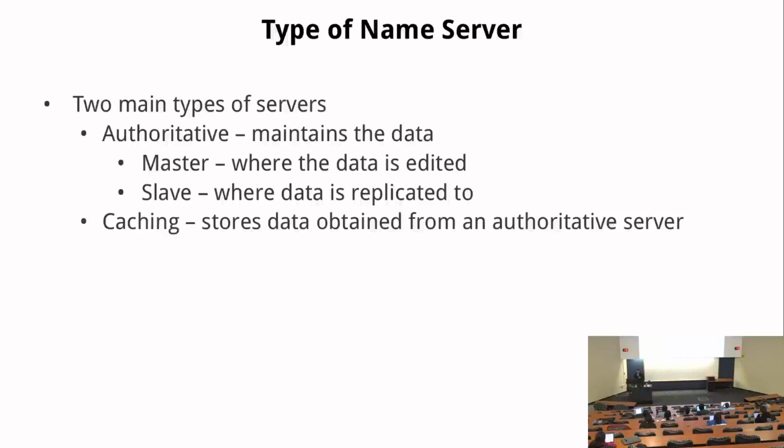There are mainly two types of name servers. Authoritative servers maintain data. There are master name servers, where data can be added, and slave name servers, which just retrieve data from the master servers. Also, there could be caching servers, which store data obtained from authoritative servers.